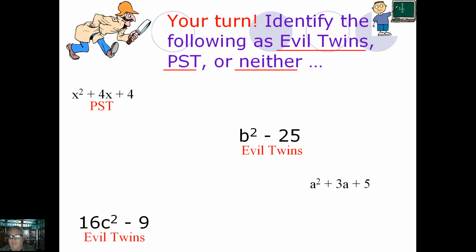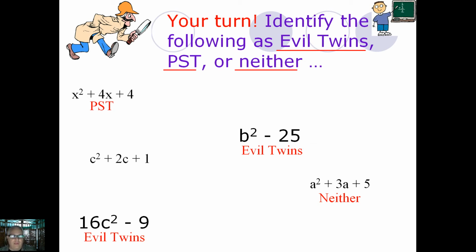How about this one? A squared plus 3a plus 5. Well, let's see. We have a trinomial, so maybe evil twins is out of the picture, right? So either it's perfect square trinomial or neither. Is 3 a perfect square? Is 5 a perfect square? Well, the answer to that is no. So that's a neither. It's neither one of those. It's just a regular old run-of-the-mill trinomial.